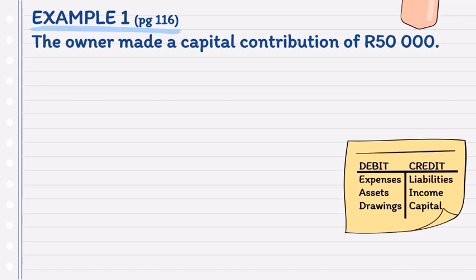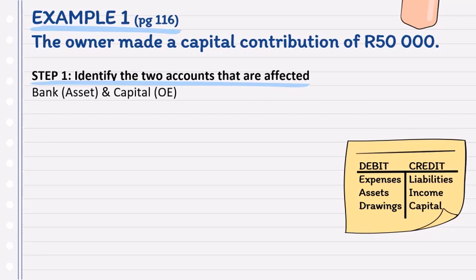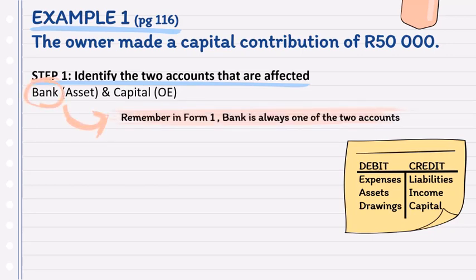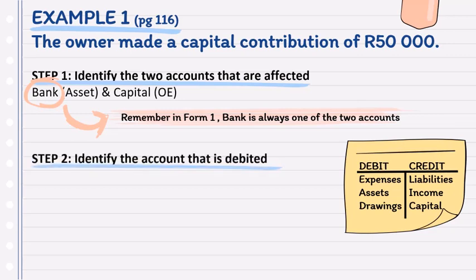Okay, now remember, whenever the owner makes a capital contribution, the two accounts that are affected are bank and capital. Remember in Form 1 we said that bank is always one of the two accounts that are affected. So you know it's always bank, and then when you read the transaction, you just determine which other account is affected. So if the owner added capital, obviously it's bank and capital. Then you have to identify the account that is debited. So you look at debt and click.